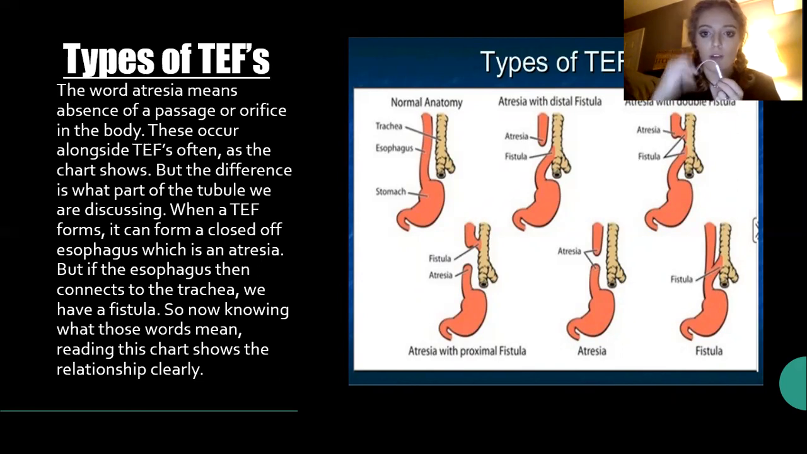On this little chart here, we have the first one, the normal anatomy, and then this one is an atresia with the distal fistula. We have this absence of esophagus, and that atresia is closing off the upper esophagus, and the lower esophagus continues to grow, but it connects to the trachea. You see one here where the top did connect, but there still is that absence here, so we still consider it an atresia. It's just the opposite of this one, a proximal fistula. This one is just a regular esophageal atresia, which is exactly what Stephanie's presentation is over. And then there's just the regular fistula.